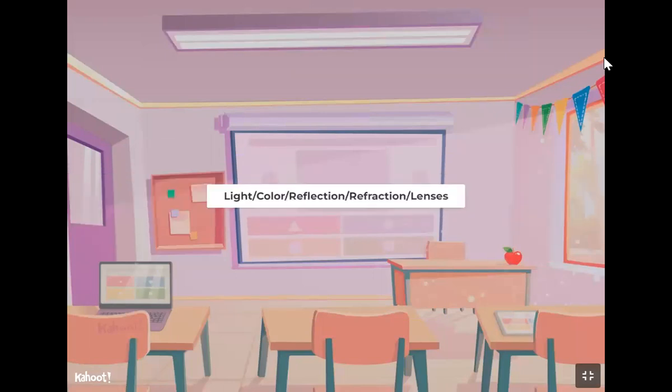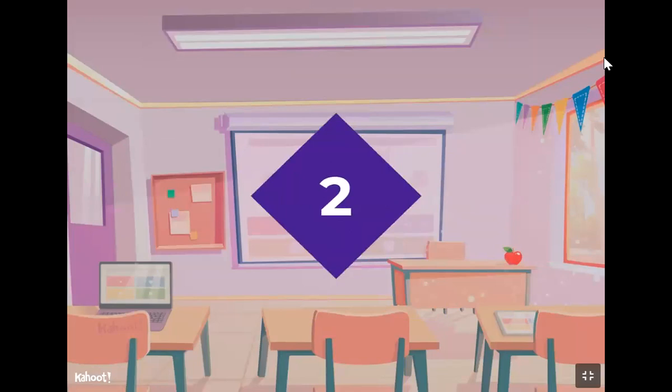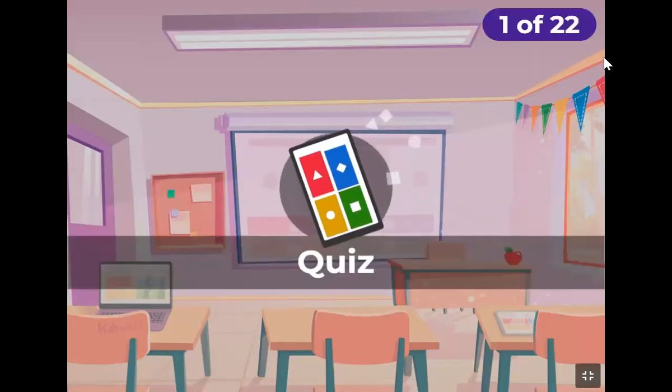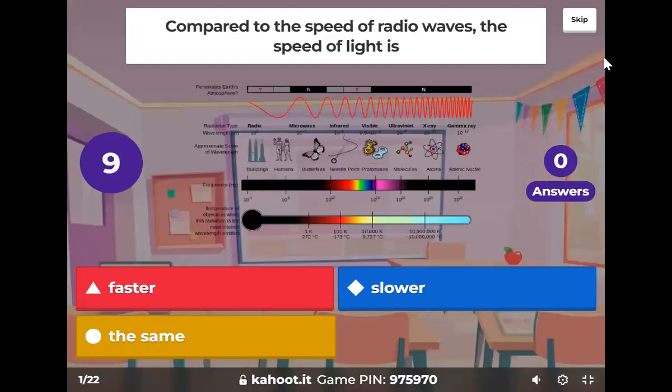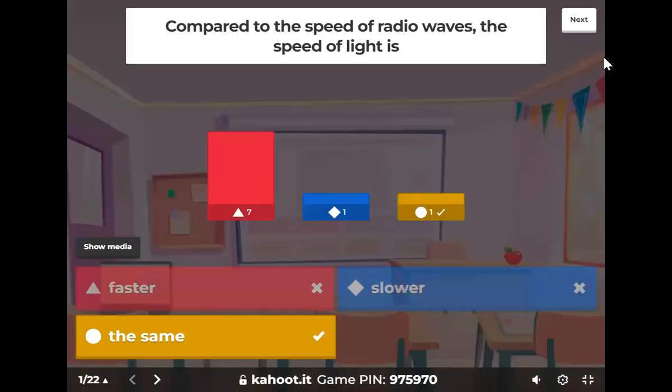All right, on all these different materials. A lot of these you guys have seen from last week. A couple of these I haven't told you guys, so let's see if you guys can. Compared to the speed of radio waves, the speed of light. Spectrum right there, electromagnetic spectrum. One winner, the same speed.